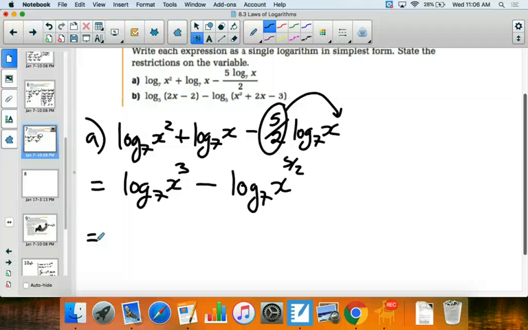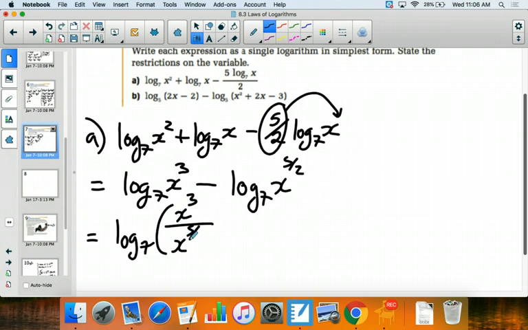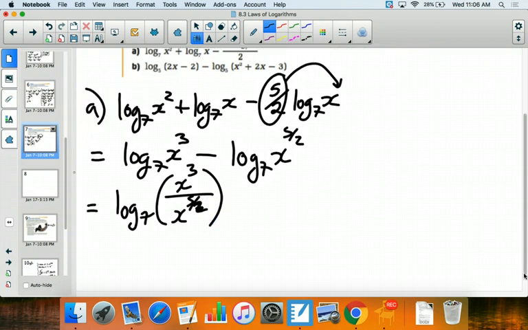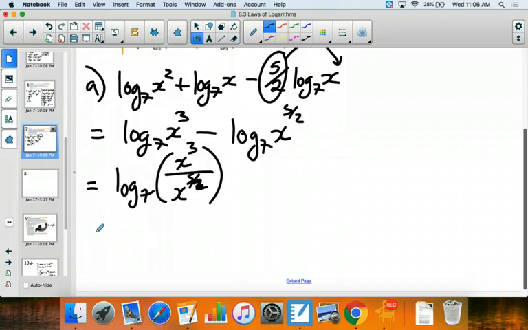Right? And then this is applying that power law. So now we're subtracting logarithms with the same base, so we can divide the arguments. So this is now log with base 7 of x cubed divided by x to the power of 5 over 2. How can I simplify that argument, x cubed divided by x to the power of 5 over 2, to make it look a little bit nicer? I can't cancel the x's, no, but I can apply my exponent laws. Again, it's these exponent laws within your logarithm laws.